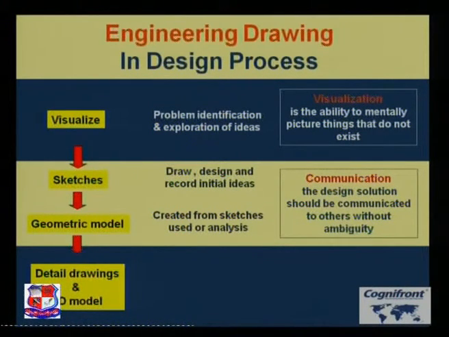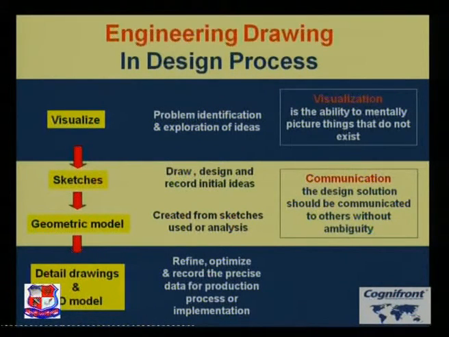The final one is detailed drawing and 3D models. For detailed drawing, we need to have a vast number of drawings. We should refine those things, optimize and record the precise data for the production process or the implementation. It consists of all the detailed drawings. If we want to produce any part, then what should be the tolerance, what would be the raw material for it, all those things should be covered in this detailed drawing.